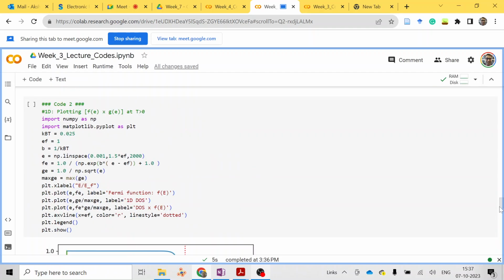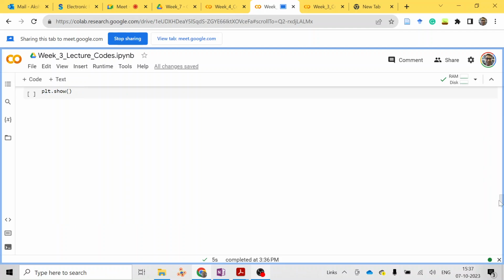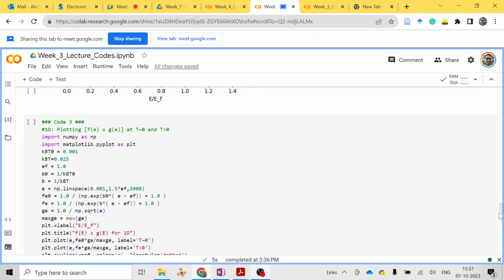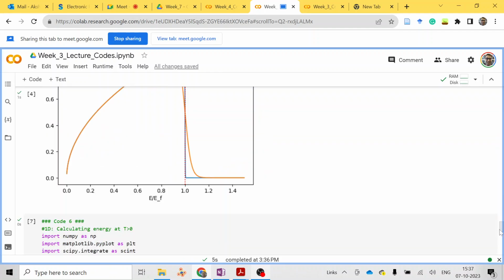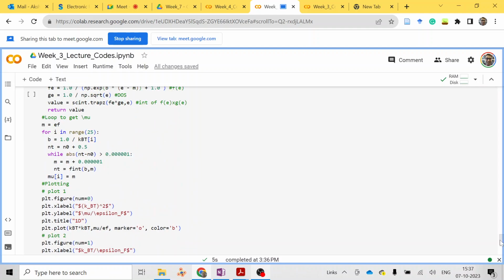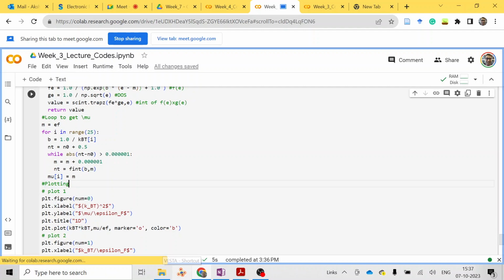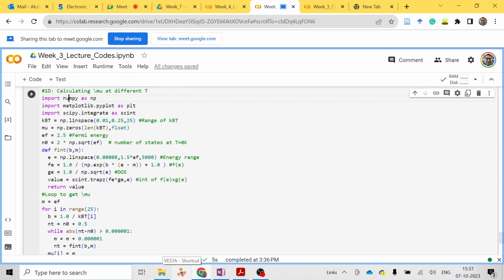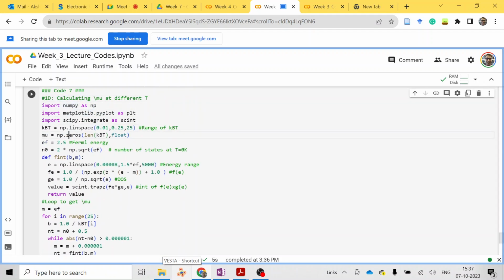Then let us go directly to the 1D case. For the 2D case, the code runs quite wrong, there was some issue I couldn't solve. But for the 1D case, because that is the coding problem as well, let us go to the 1D case. In the 1D case, again, you just have to change your density of states. Basically, you have to change it to 1 by NP or square root of E.